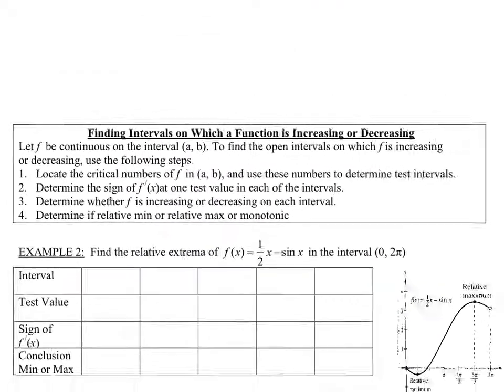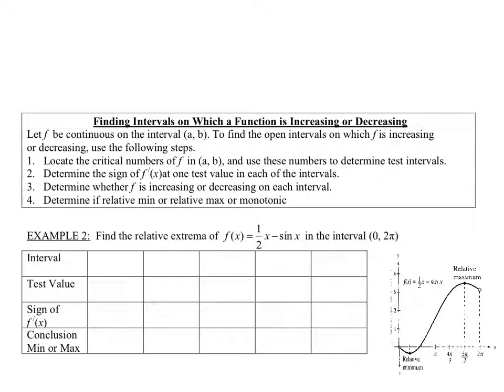So, finding intervals of increasing or decreasing. Here's the basic process, and this is kind of an extension of our first derivative test. If f is continuous on the interval from a to b, to find the open intervals on which f is increasing or decreasing, use these steps. First of all, locate any critical numbers, so not just where the derivative is 0, but also anywhere it's undefined. That last one was a polynomial. We know it's continuous everywhere, so we didn't have to worry about that on the previous example.